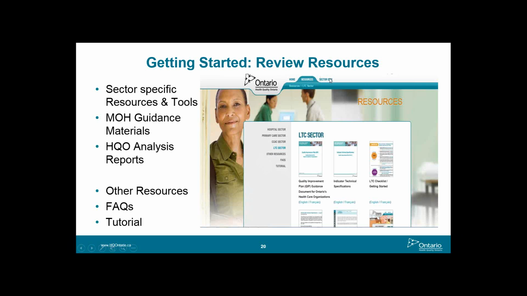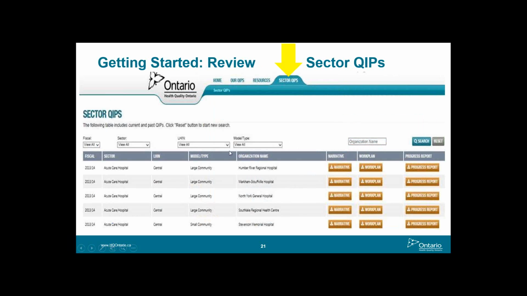So then if we click on the sector-specific link at the top, you'll get a pull-down menu that gives you an opportunity to look at the fiscal year. Remember that we've had the hospitals who are in their 4th year, long-term primary care that's in their 3rd year, or will be going to their 3rd year, and CCACs, which will be going to their 2nd year. So you can view all.